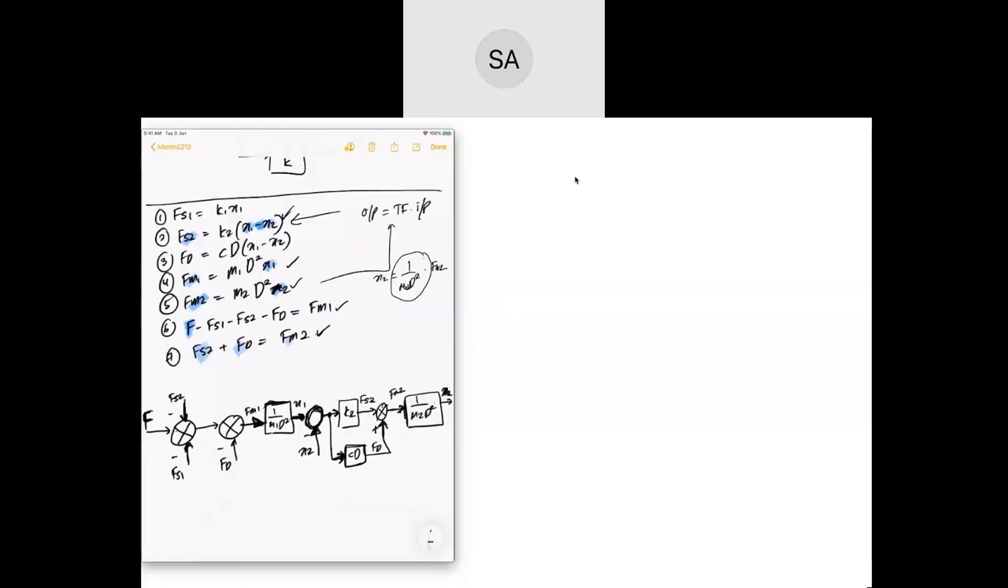All right. And then you see here, this is a summing point that requires FD. Since you already have FD, you can just pick that signal FD here, use a pick off point, and then connect it to your summing point. All right, so that's how it is.